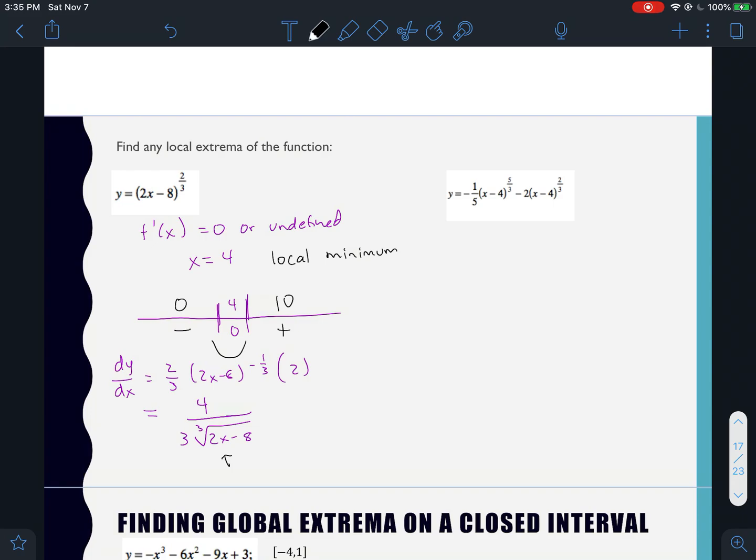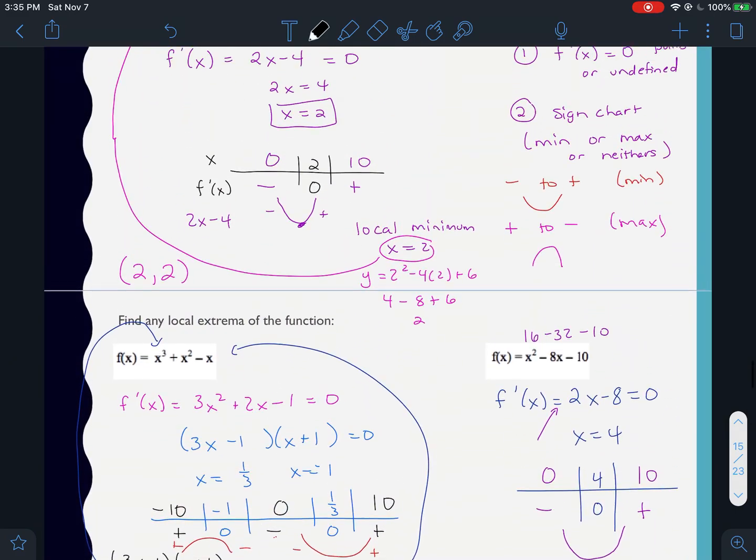So at x equals 4, we would have a local minimum. And if we wanted to figure out what the local minimum was, we would take 4 and plug it back in. And if I took 4 and plugged it in, I would get 0 to the 2/3, which is 0. So I have a local minimum at the point (4, 0).